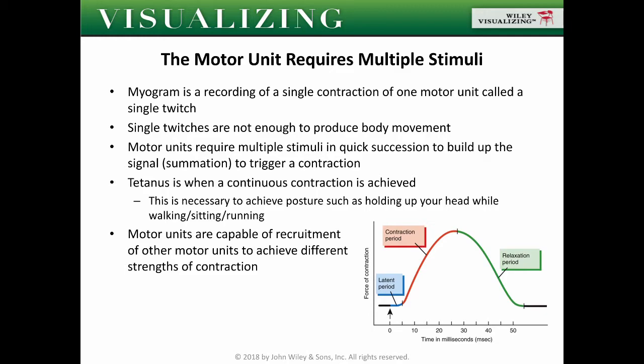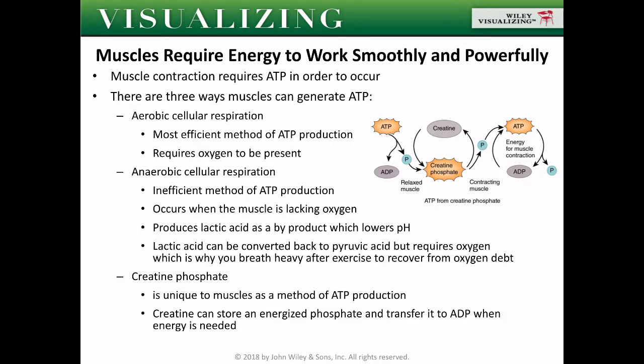A tetanus is when a continuous contraction is achieved. This is necessary to achieve posture, such as holding up your head while walking, sitting, or running. Motor units are capable of recruitment of other motor units to achieve different strengths of contraction. So again, with regards to the energy, how can a muscle afford to have that large amount of energy in such a short period of time, such as moving your arm?